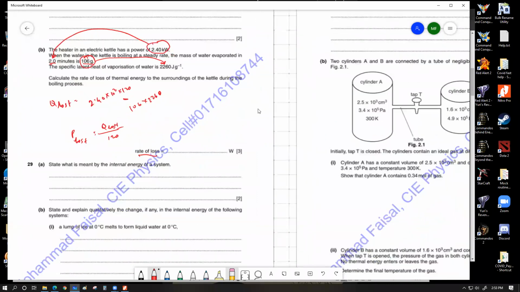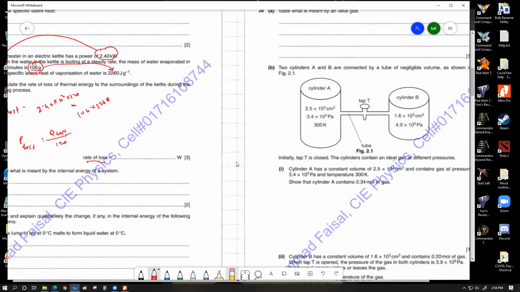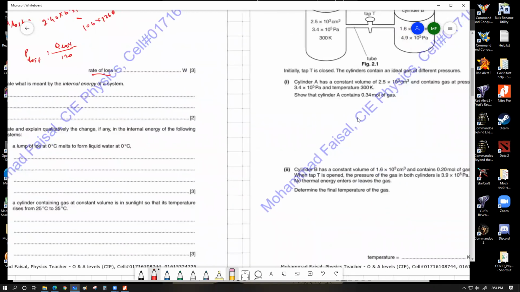আচ্ছা, এর পরের প্রবলেমগুলো খুব বেশি ডিফিকাল্ট না। Should I help you with this one? 30 না 30 তোমরা নিজেরা ট্রাই করবা। It's a bit difficult, but I want you to try this. If you can solve this, I'll help you.